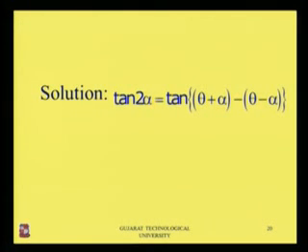We can write tan 2 alpha equal to tan of theta plus alpha minus theta minus alpha, and now we will apply subtraction.